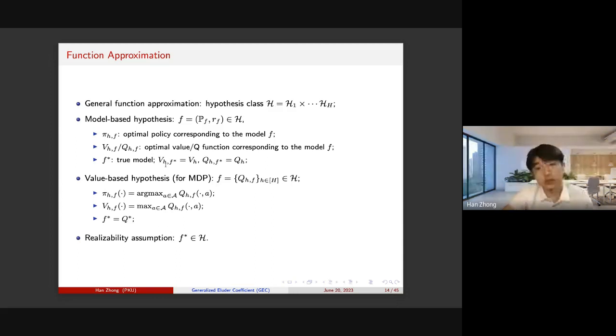For the value-based hypothesis for MDP, F denotes the Q function, and pi_{H,F} is the greedy policy for Q_{H,F}, and V_{H,F} is the maximum of the Q function Q_{H,F}. So in the value-based hypothesis, F star denotes the optimal Q function. Throughout this talk, we require the realizability assumption, which means H contains F star. In other words, for the model-based hypothesis, H contains the true model, and for the value-based hypothesis, H contains the optimal Q function.